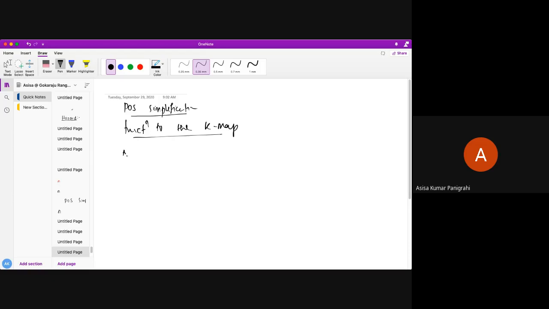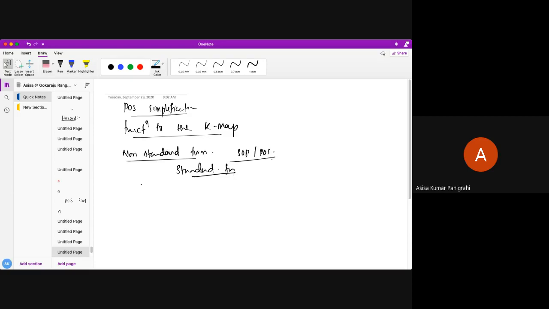Then we have seen that if some non-standard form is given, where the function is not in the form of SOP or POS, first you have to make it in the standard form. After that, you have to minimize it and represent it on the KMap, then minimize it using the KMap, then realize it. All these things you have seen in the previous class.